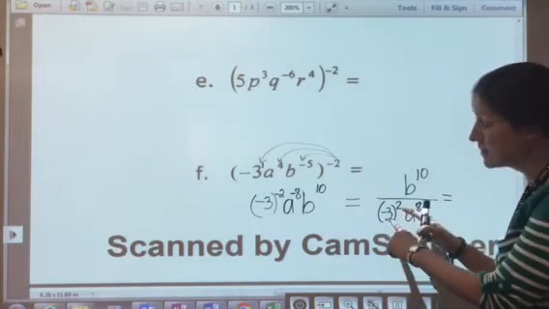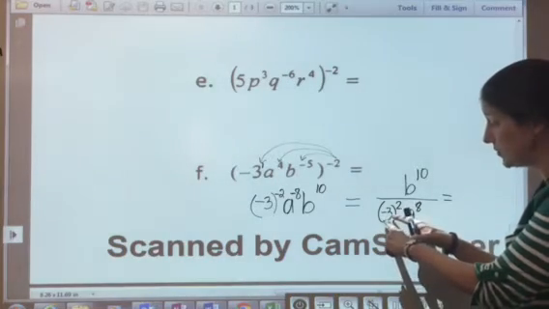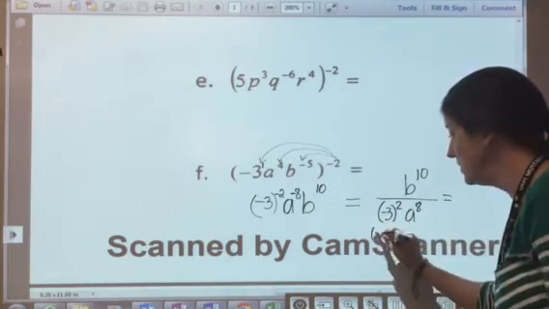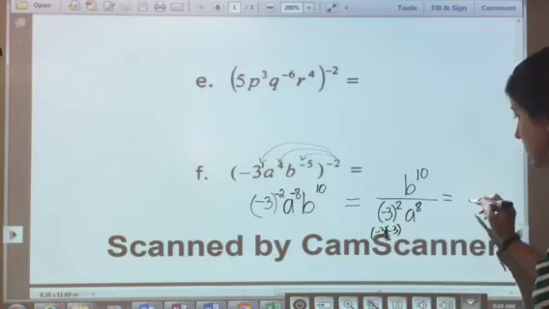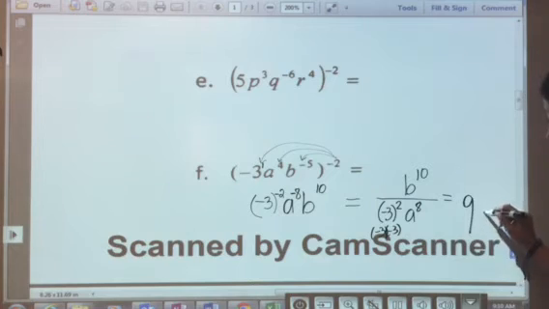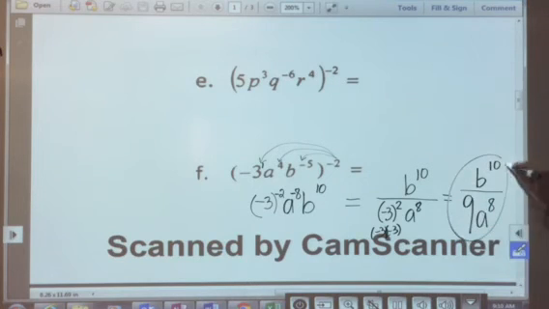One more step because we've got a perfect square. What does -3 squared mean? It means -3 times -3, and -3 times -3 is +9. So we have 9A to the 8th in the denominator and B to the 10th in the numerator.